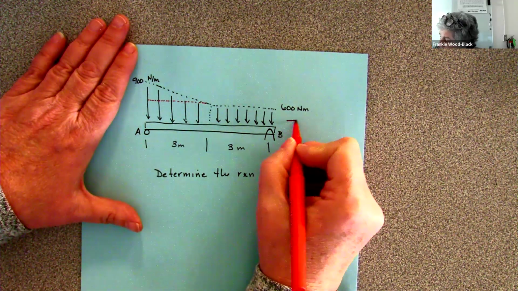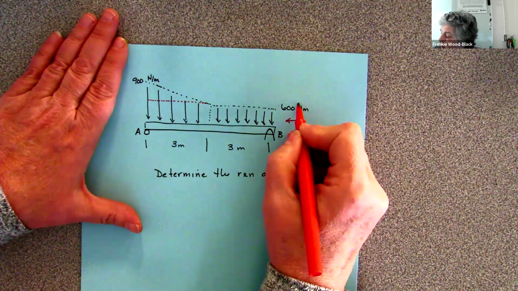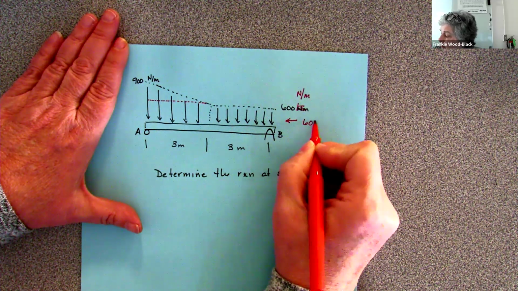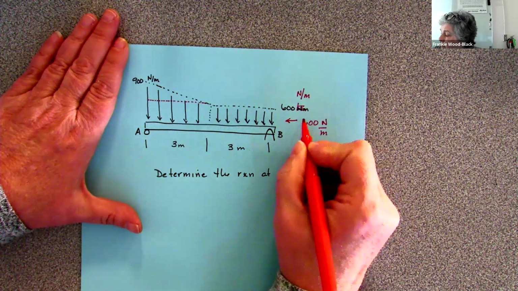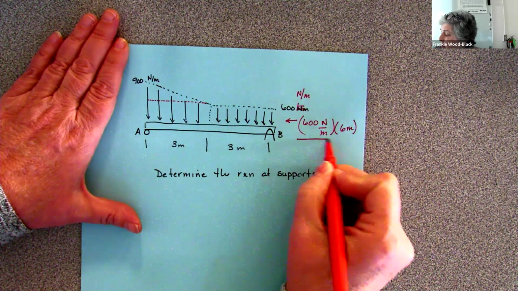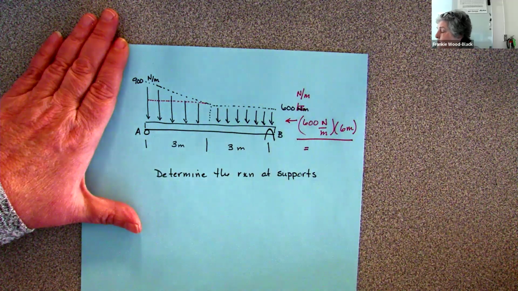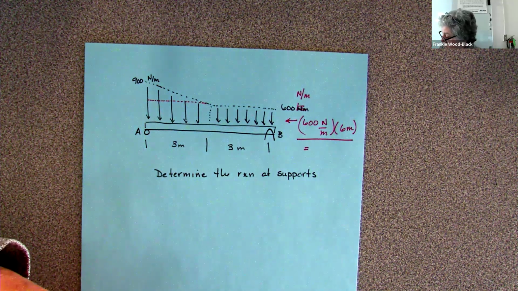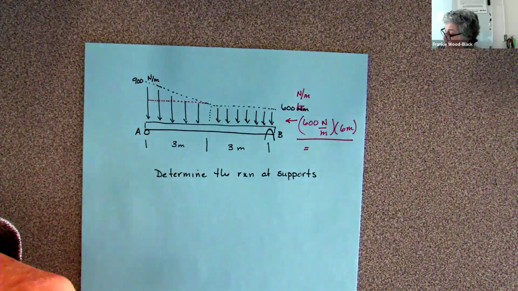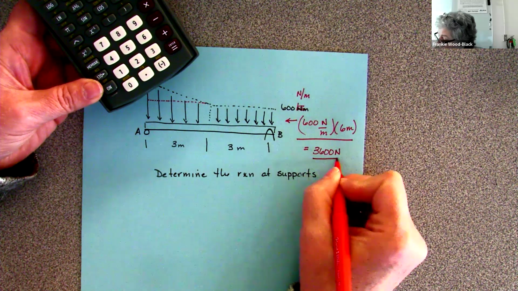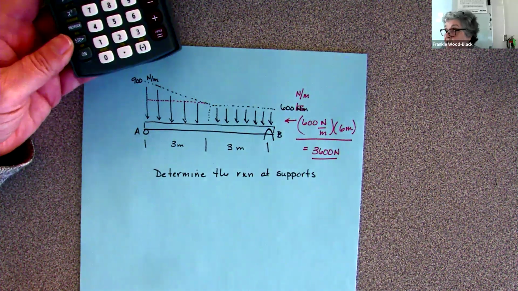When I wrote this, I didn't write it correctly. It's Newton meters, so I can do my 600 Newton meters times my 6 meters, which will give me the load for that part. 6 times 600, 3,600. This will be 3,600 newtons. And we know where that is because it's an even distribution.